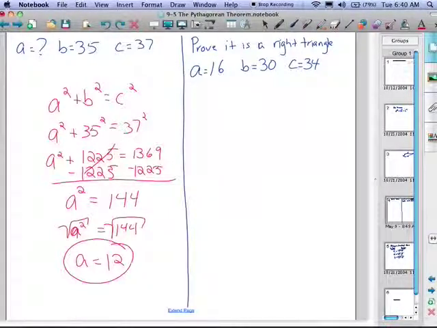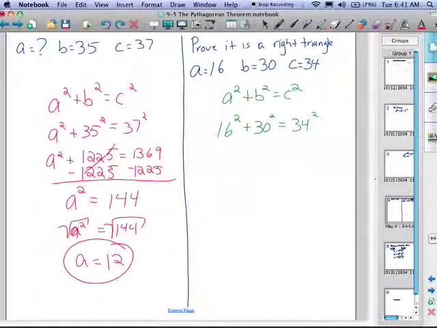On the right-hand side, we are going to look at a different type of problem. We were given A, B, and C, and we have to prove that this is a right triangle. This is like checking your work with an equation. We have the Pythagorean theorem, A squared plus B squared equals C squared. We're going to substitute into the equation 16 squared plus 30 squared equals 34 squared.